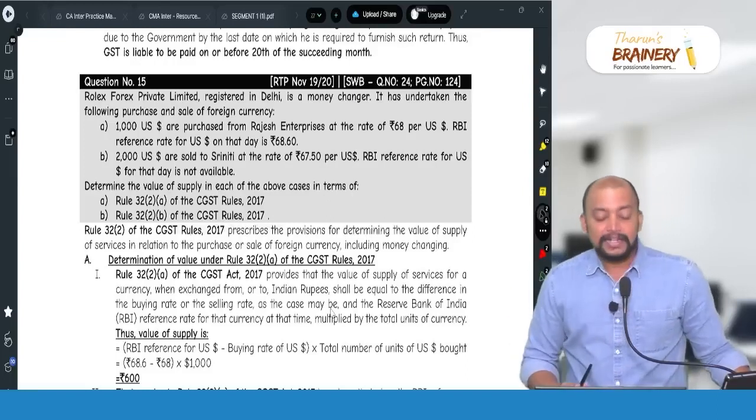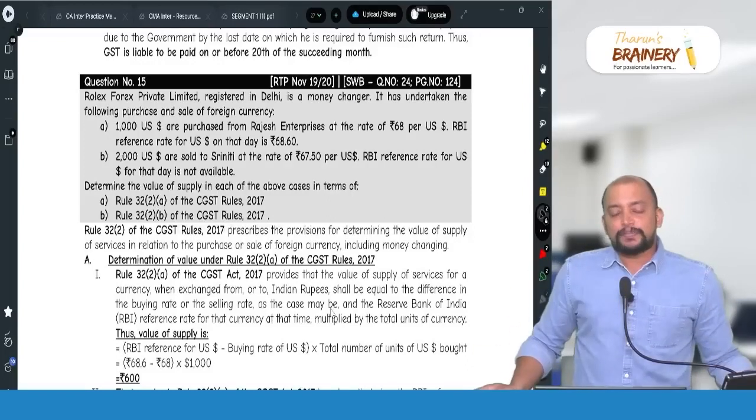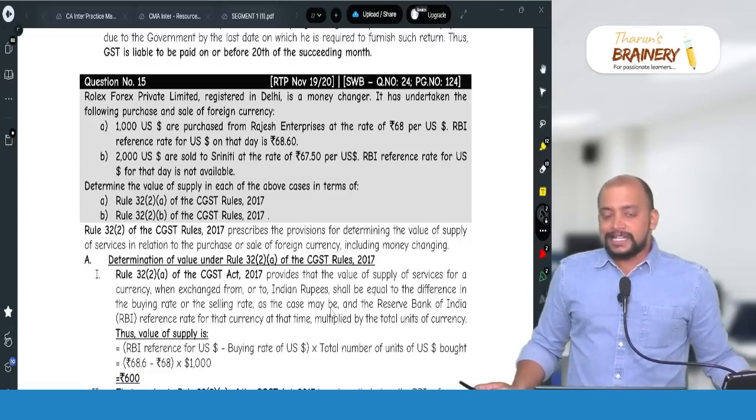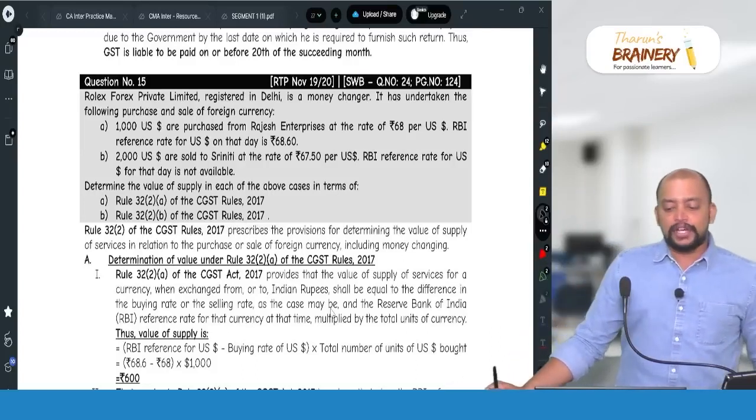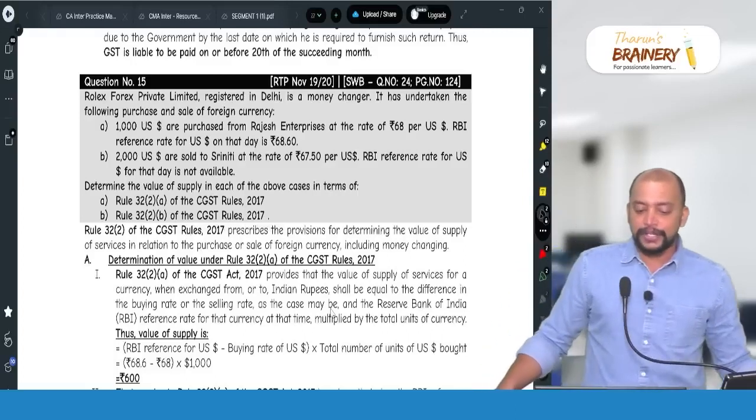Okay, I'll discuss it again. Rolex Forex Private Limited, registered in Delhi, is a money changer. It has undertaken the following purchase and sale of foreign currency. $1,000 are purchased from Rajesh Enterprises at the rate of 68 rupees per dollar. RBI reference rate for US dollar on that date is 68.60.